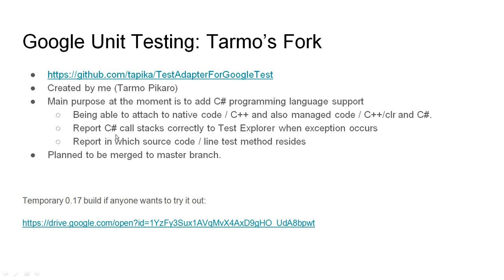Report the C# call stack correctly, so whenever an exception occurs, it can report on which source code line and test method your test resides in. And I have plans to merge this with the Google Test Adapter itself. If anyone wants to try it out right now, I have placed a link for the temporary 0.70 build.